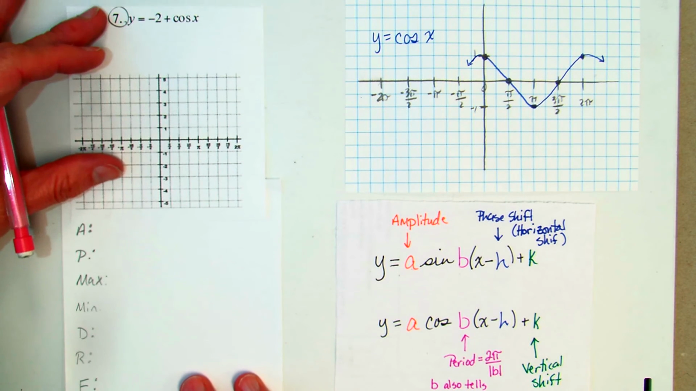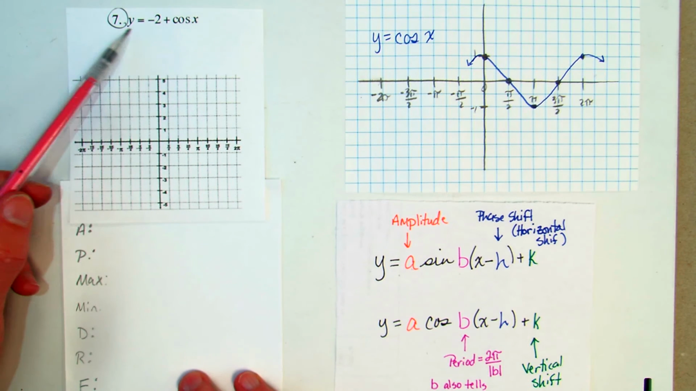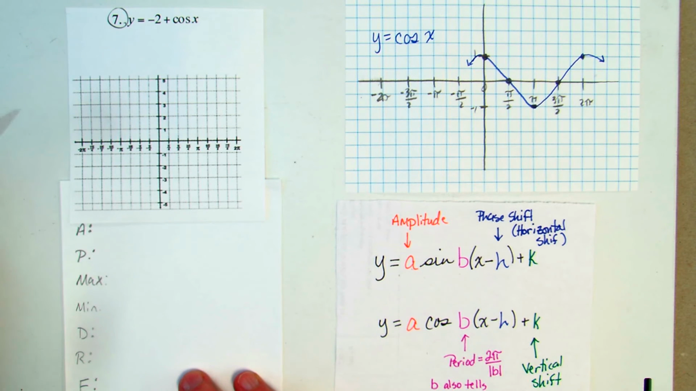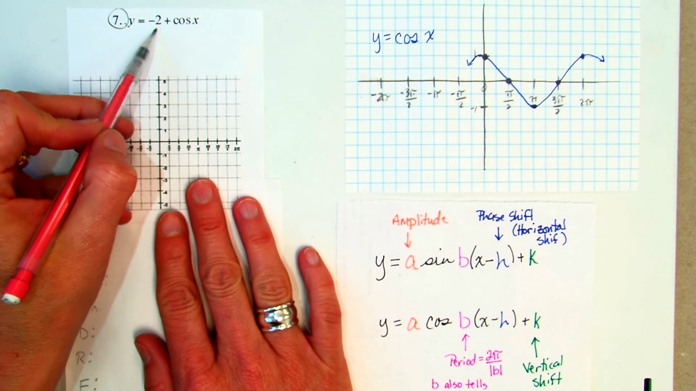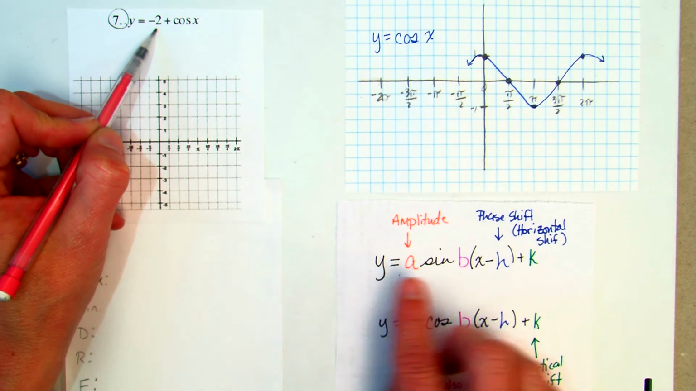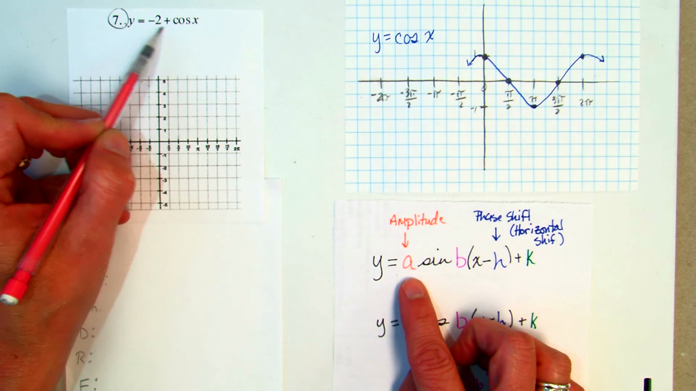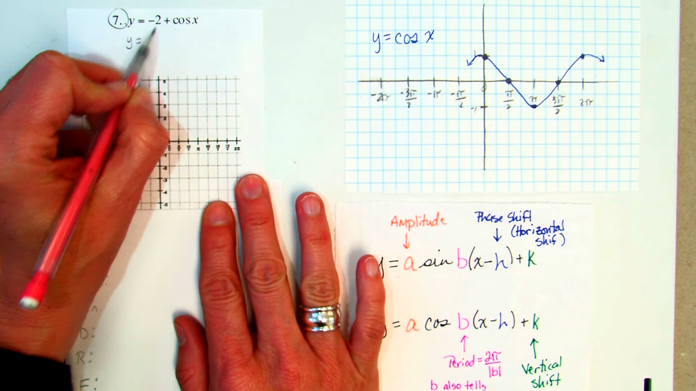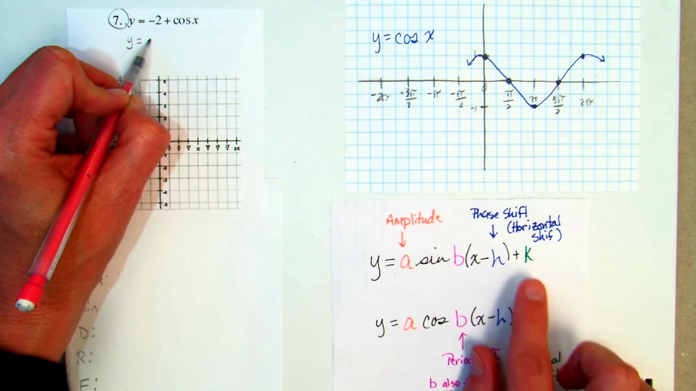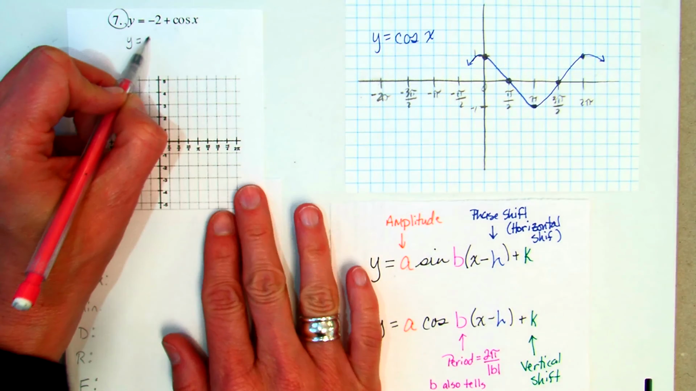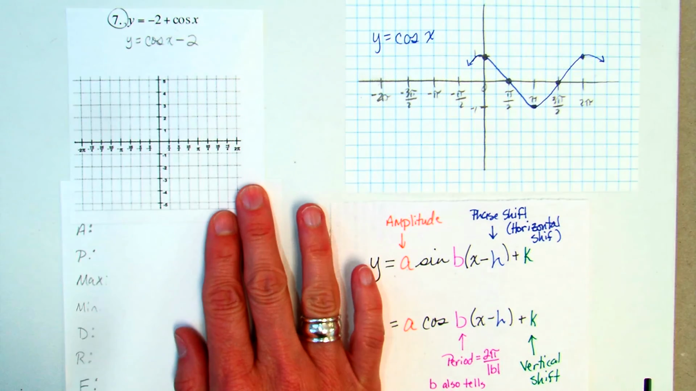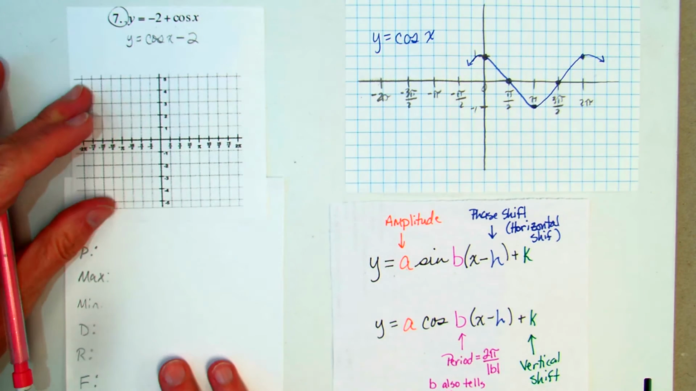So we're going to do the same thing. Look at number 7. You have y equals -2 plus cosine of x. Well, is this right here my amplitude? Is this being multiplied? It is not being multiplied to the cosine. It's being added to the cosine. So really, this -2 is a vertical shift. It's just written at the front. So this really says y equals the cosine of x minus 2. Okay, so there's that graph.